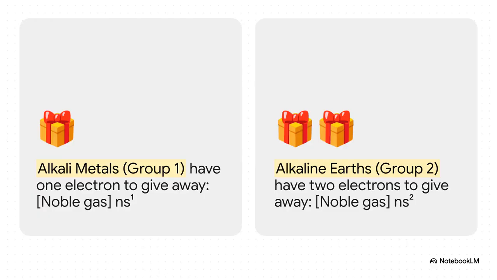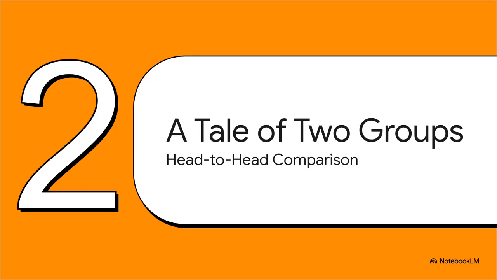So what's the big difference? It all comes down to this one simple thing. The alkali metals in Group 1 have one single, lonely electron on their outer shell that they are desperate to give away. It's how they find stability. Their neighbors in Group 2, they have two. And this simple fact, one electron versus two, it literally defines their entire character. So, let's put these families head to head. You're about to see how that one little electron difference causes two completely different chemical personalities to emerge.